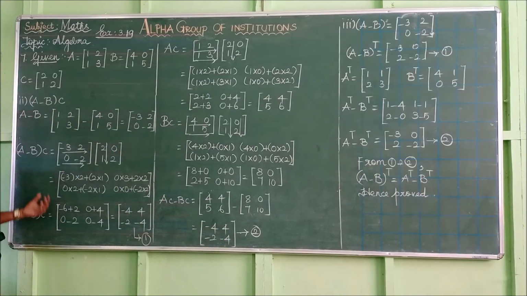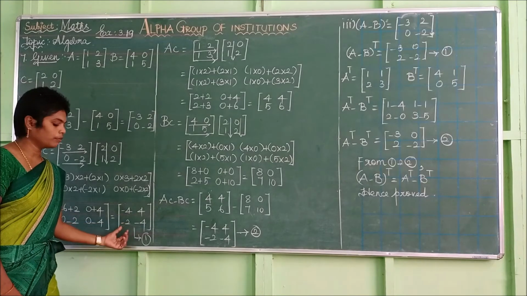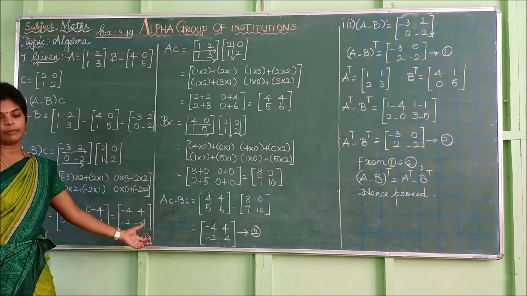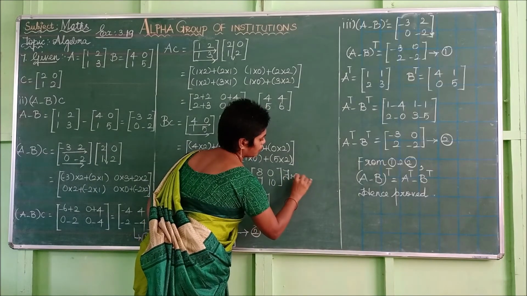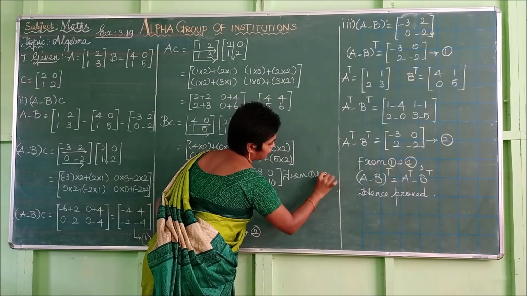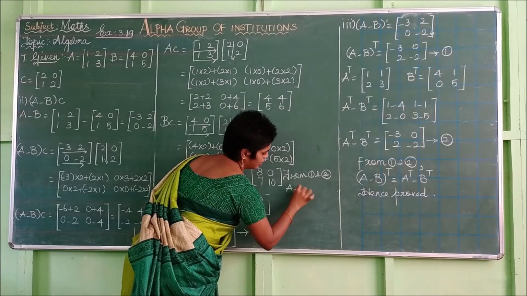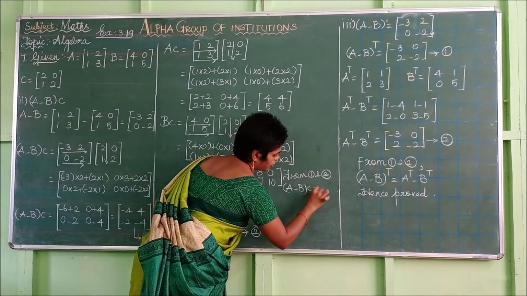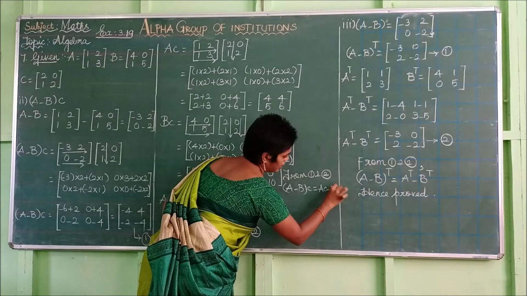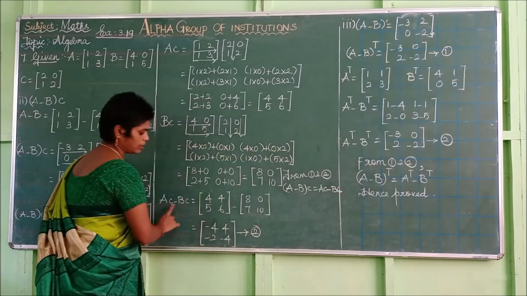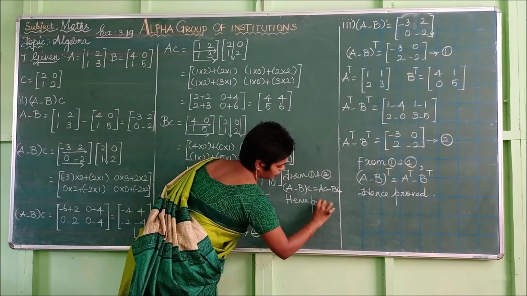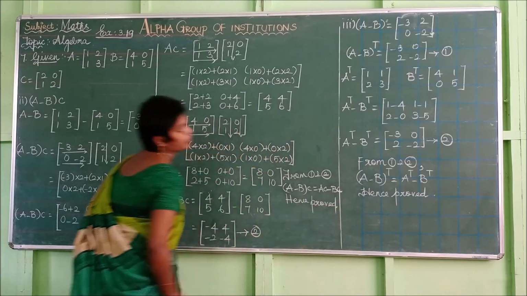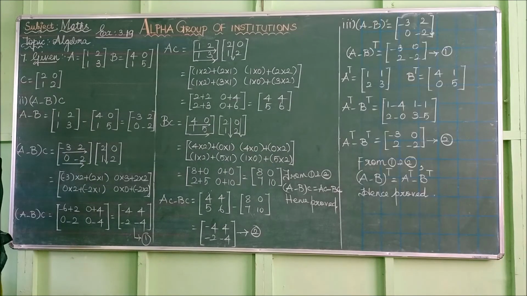So look here, our LHS is minus 4, 4, minus 2, minus 4. Both are same. From 1 and 2 we can say A minus B into C which is equal to AC minus BC. So AC minus BC. Hence proved. For second subdivision we have completed. Now move on to the third subdivision.